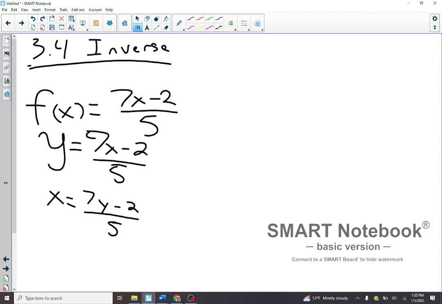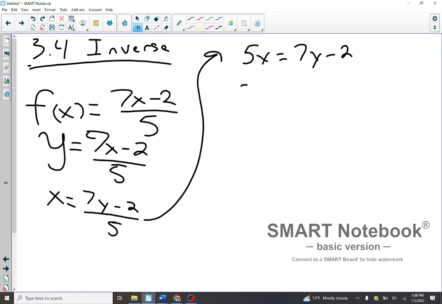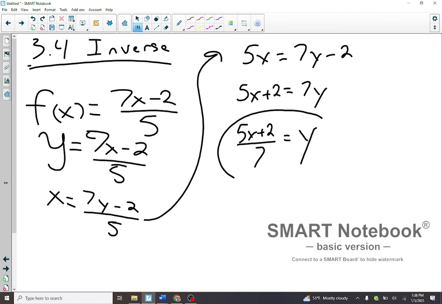Now my goal is to get y completely by itself. So then I'm going to multiply 5 on both sides. So I have 5x equals 7y minus 2. From there, I'm going to add 2 on both sides. 5x plus 2 equals 7y. Then I'm going to divide it by 7. So y equals (5x plus 2) over 7.